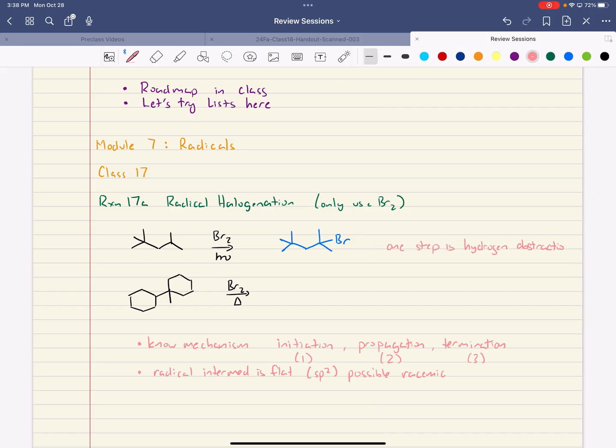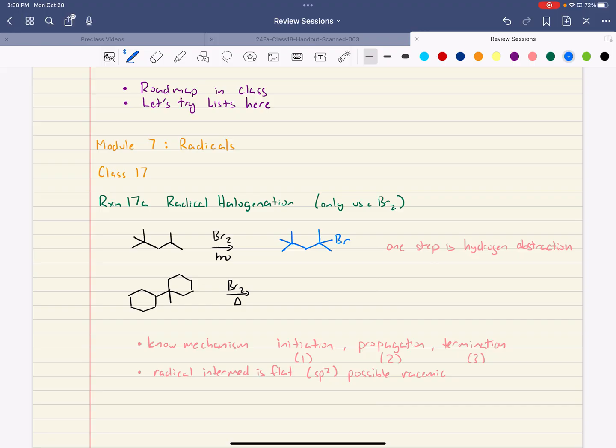Again, we're not doing the mechanism, but you should be able to find the hydrogen abstraction step. It's the first step in propagation. There's no chiral carbon here, and therefore there is no racemic mixture.